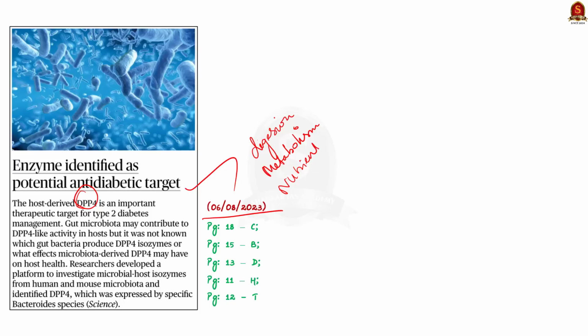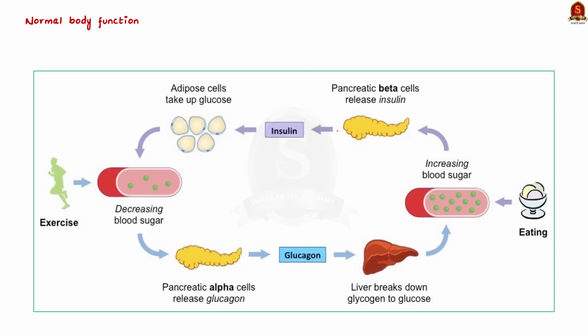This is about the article given here. In this context, let us see some of the important points about diabetes. See, normally our bodies break down the food we eat into sugar, that is glucose. This glucose is released into our bloodstream and glucose is used as a source of energy by the body.